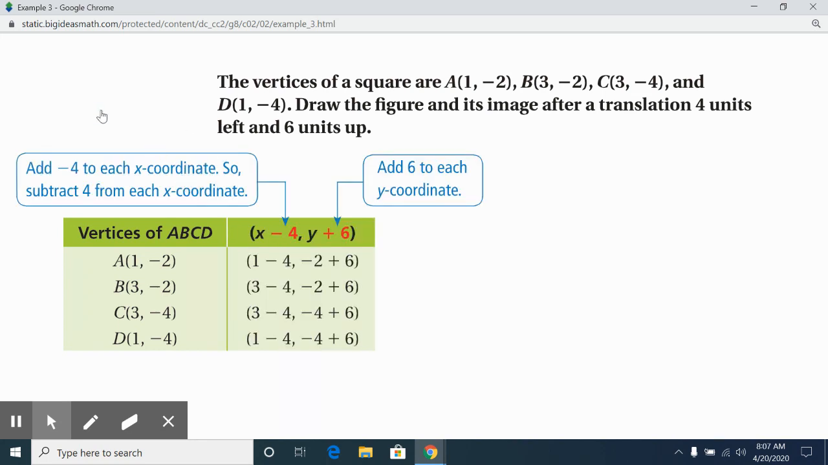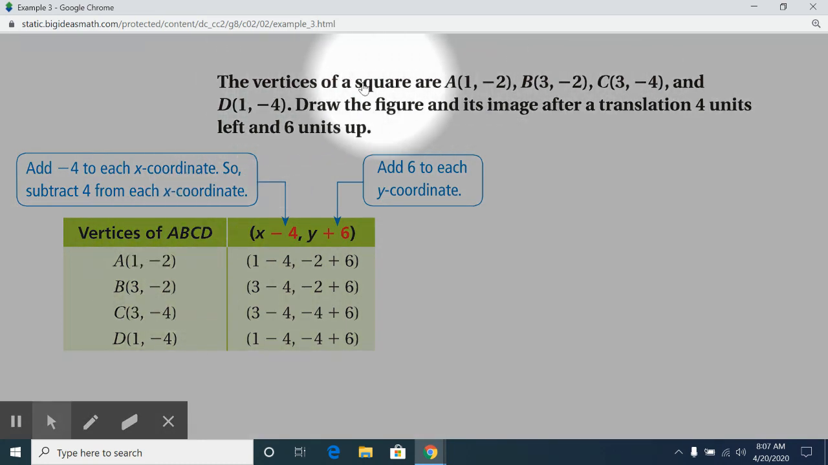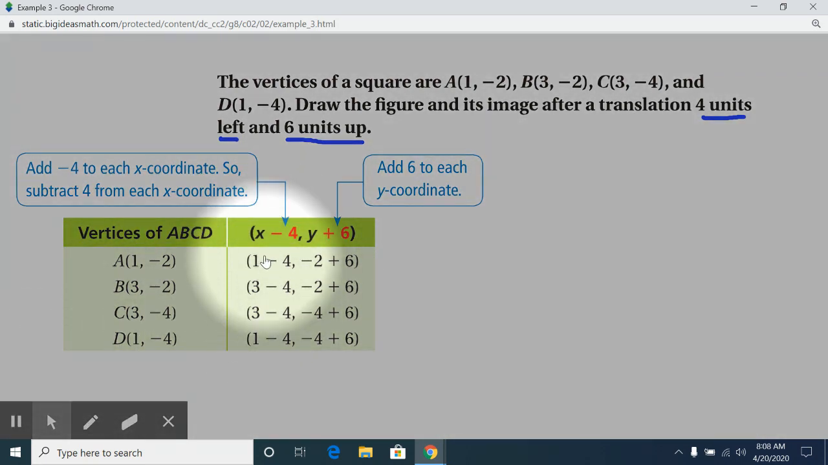Here are the original vertices they gave us in this sentence right here. The vertices of a square are, here they are. They listed them out just like I did before. Now since it says move 4 units left and then 6 units up, they're subtracting 4 from the x values, because it's saying to move left, right? That would be negative. So we're going to subtract 4 from the x values. Then it says to move 6 units up. We're going to add 6 to all the y values.